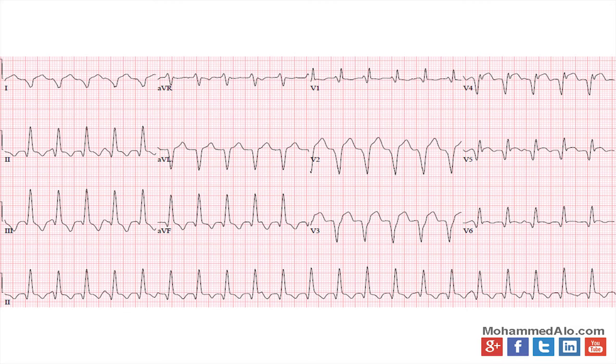You have V2 very wide, V3 wide, all the rest of them are pretty wide. Do you have an RS complex in any of the precordial leads? And it looks like you kind of do. In V4, you have more of an SR, really. In this one, I would lean more towards VTAC.